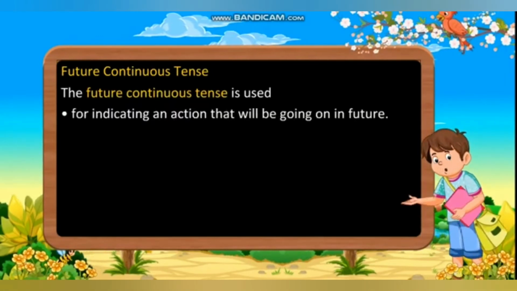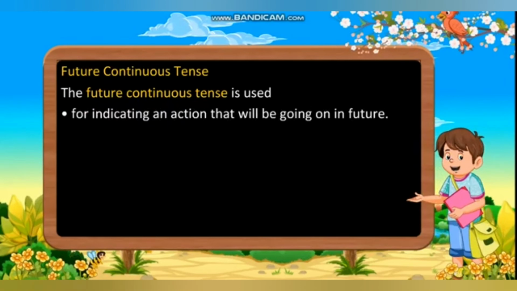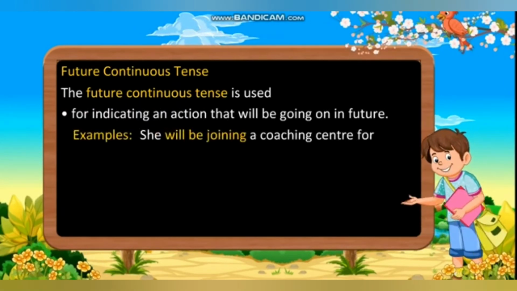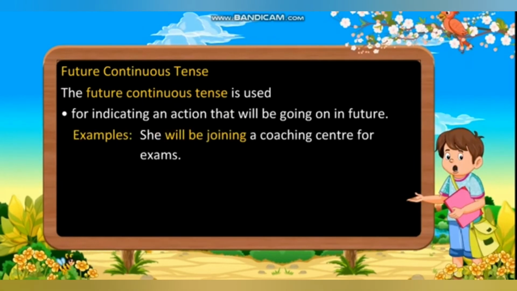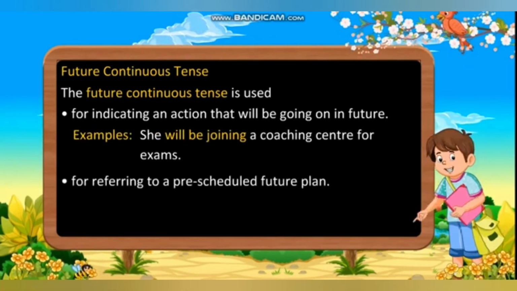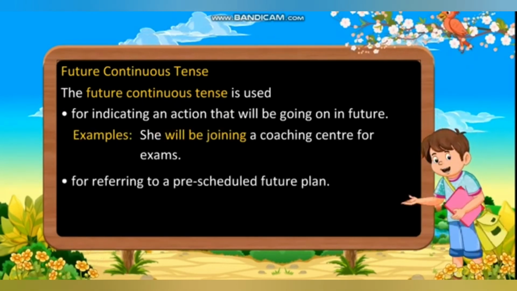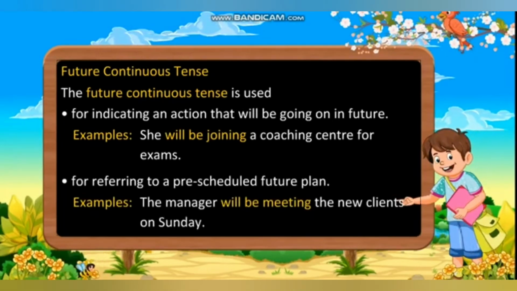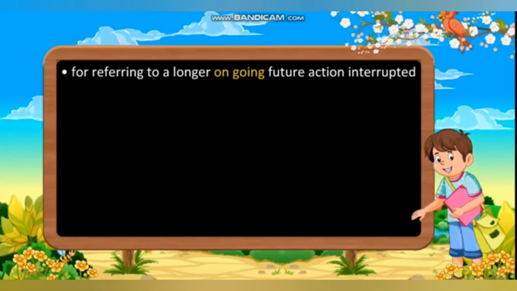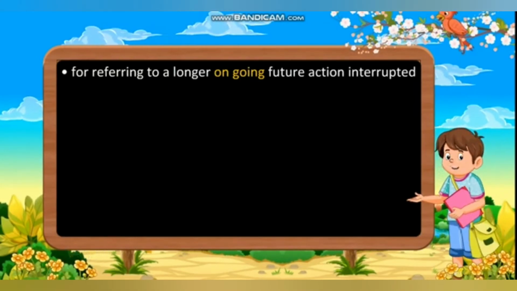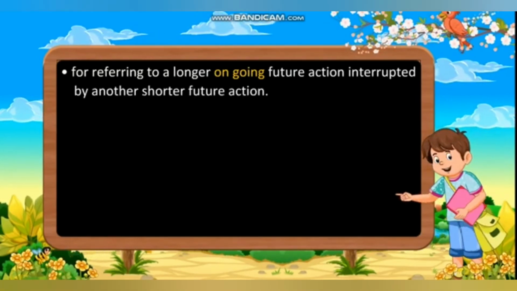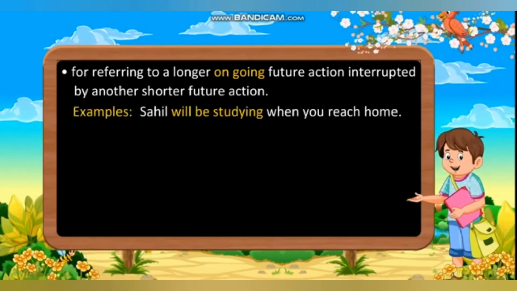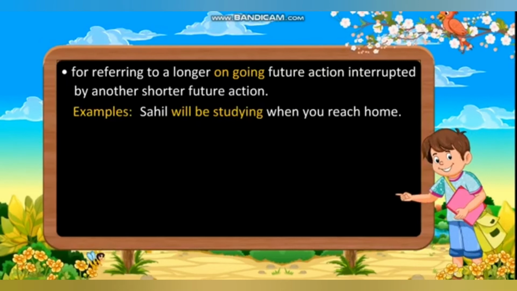Future continuous tense. The future continuous tense is used for indicating an action that will be going on in future. Example, she will be joining a coaching center for exams. For referring to a pre-scheduled future plan. Example, the manager will be meeting the new clients on Sunday. For referring to a longer ongoing future action interrupted by another shorter future action. Example, Sahil will be studying when you reach home.